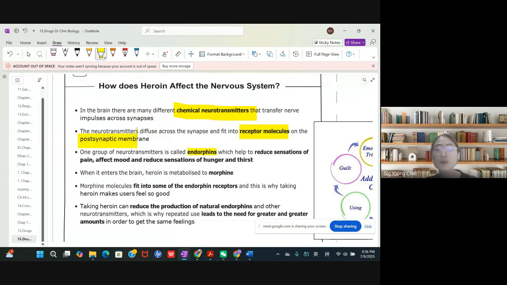And then there's one group of neurotransmitters we call endorphins. Endorphins help to reduce the sensation of pain, affect your moods, and reduce the sensation of hunger and thirst. What is meant by endorphins? Endorphin refers to endogenous morphine. You've heard about a drug, morphine, right? Morphine, endogenous morphine.